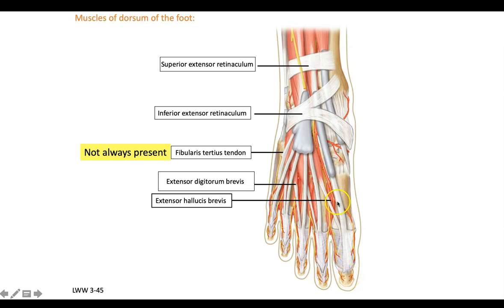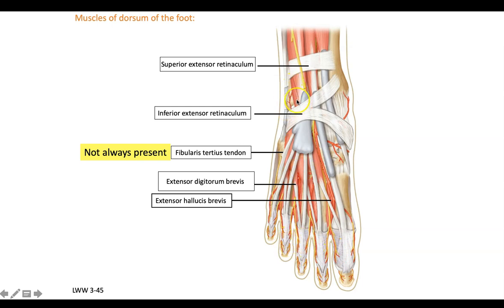Extensor hallucis longus is the long extensor of the great toe. And the extensor digitorum longus has four tendons, and the four tendons of the extensor digitorum longus are attached to the distal phalanx of the lateral four toes. And these tibialis anterior, extensor hallucis longus, and extensor digitorum longus are the dorsiflexors of the ankle joint, and they are the extensors of the toes.